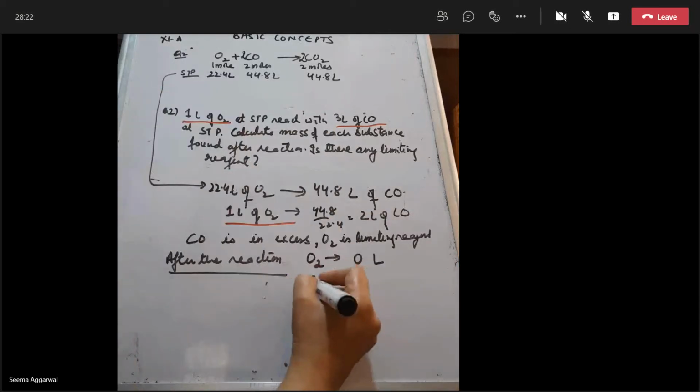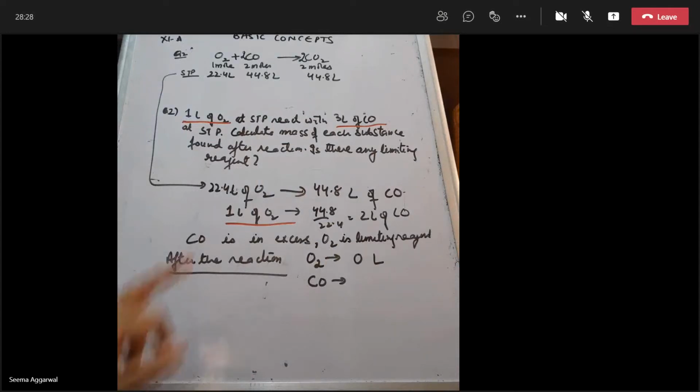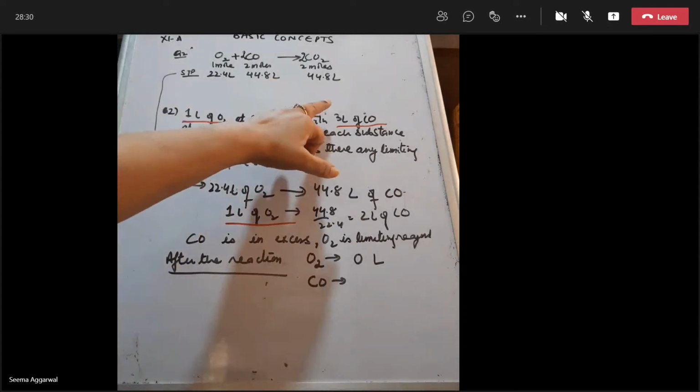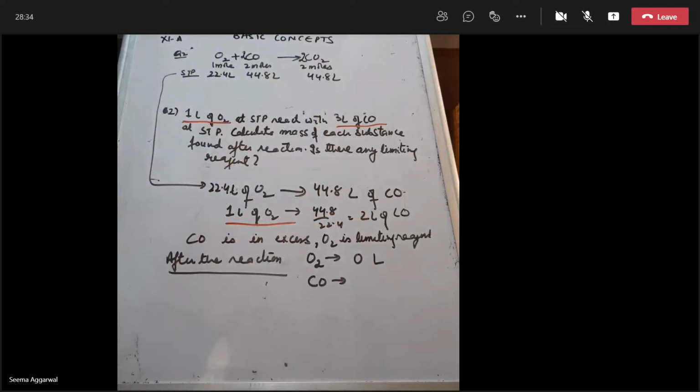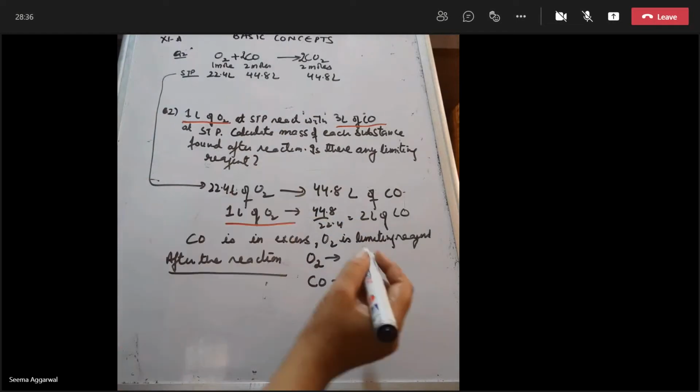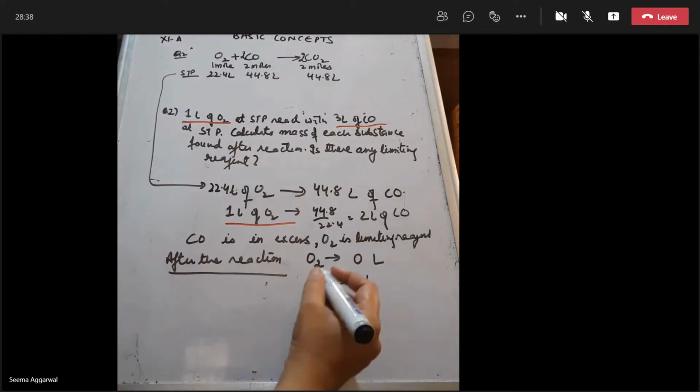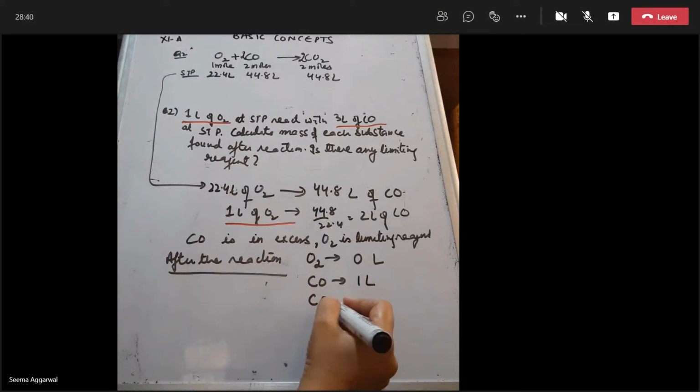What is the carbon monoxide left after the reaction? 3 liters of carbon monoxide was given, and 2 liters has reacted. So what is the carbon monoxide left? 1 liter. 1 liter. And what is the amount of carbon dioxide formed?